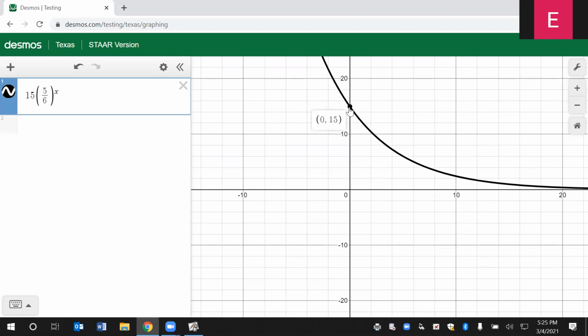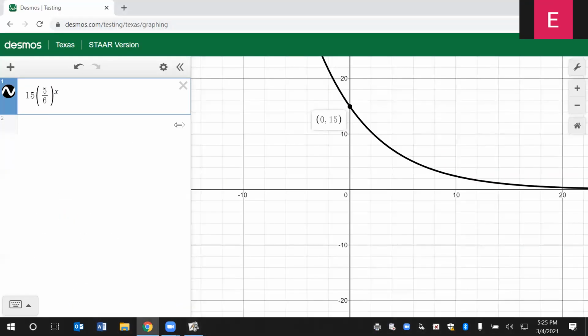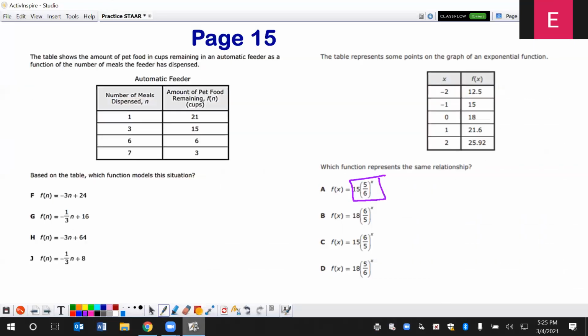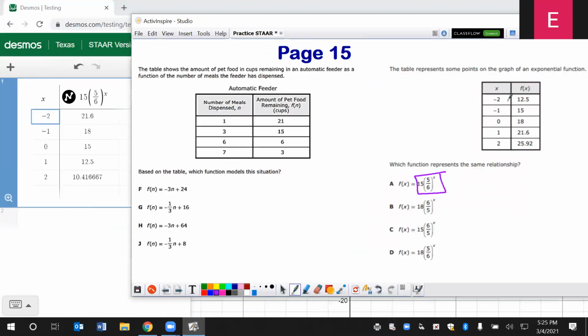So I'm gonna look for that, if I were graphing, I would look for that. Here I want a table. So let's look at the table instead. So settings, table, and then I'm looking for my points that are here on my screen. So I want -2 with 12.5, not it. So that cancels. So let's try the next one.